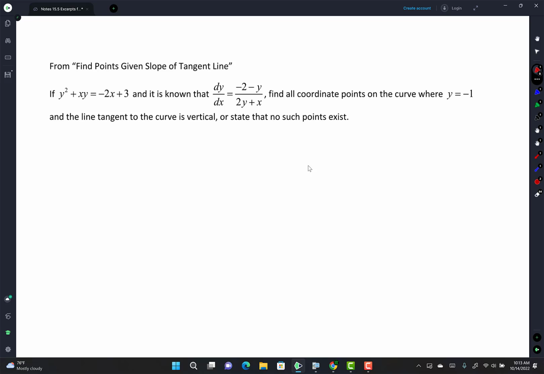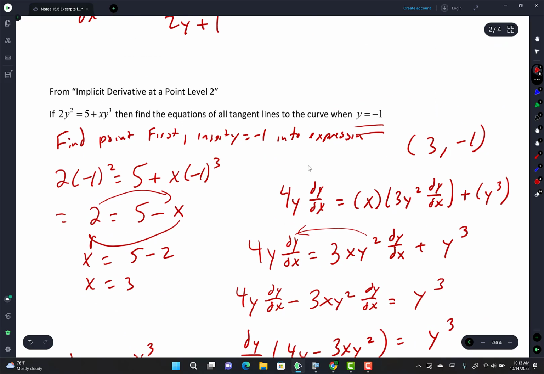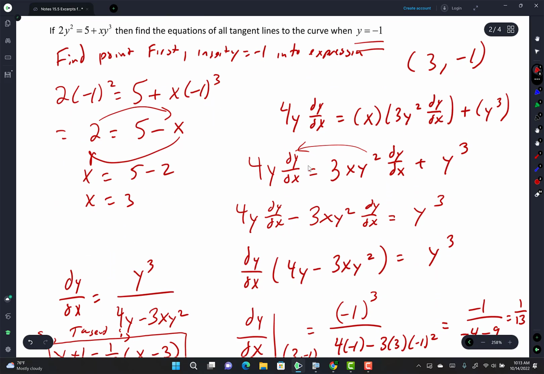Oh, because sometimes you have more than one point, like where you got to find it, right? See how we plugged in a -1 and we solved it for x? What if I would have had x squared? It would have been plus minus 3, because you got to take the square root. So if you have more than one coordinate, then you got to find two tangents. If you have 3, you got to find 3. If it would have been x cubed, it would have just been 1.